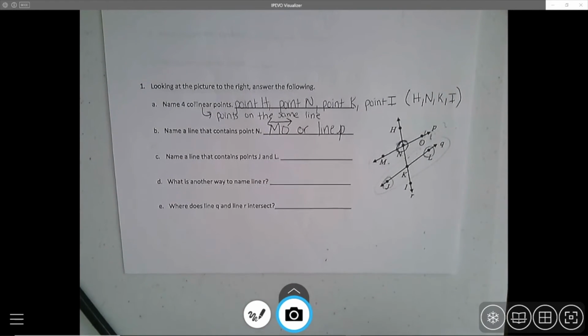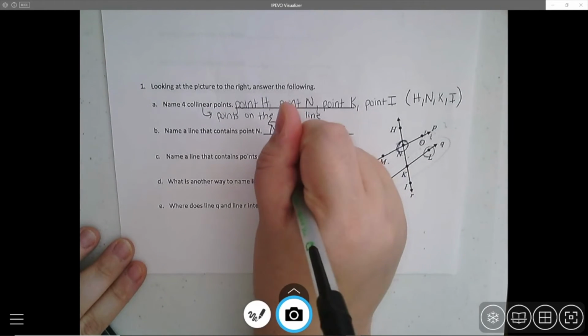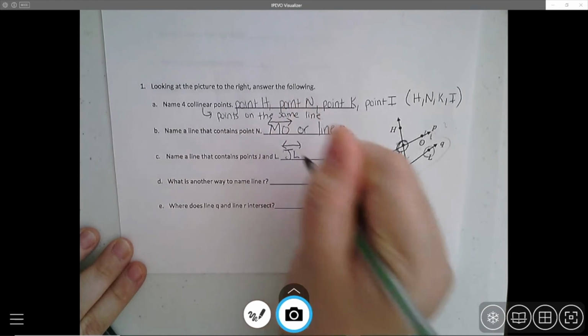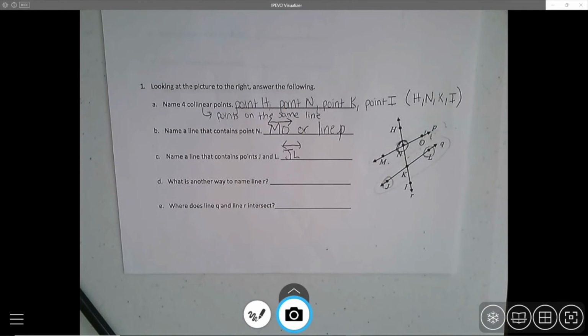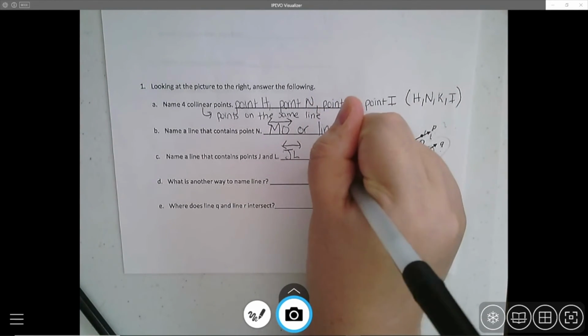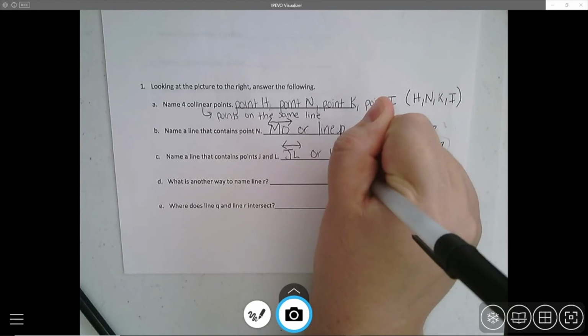First off, one way to name it is with letters. I could use J and L and put the line symbol above it. Those are 2 points, and I put that symbol above. Or I can name it with the script letter Q, so I can name it line Q.